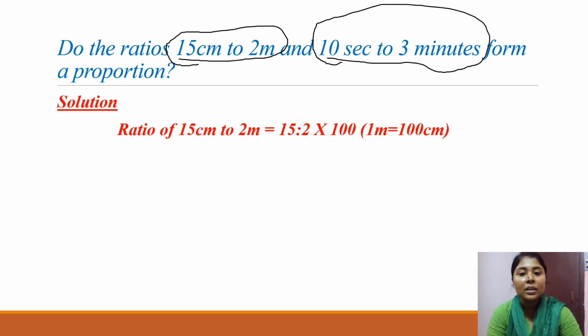So how does this 100 come? Because we know 1 meter is equal to 100 centimeters. Then 2 meters is equal to, it's an easy concept, 200 centimeters. Then 15 into 200, isn't it? So that's the concept I used here.